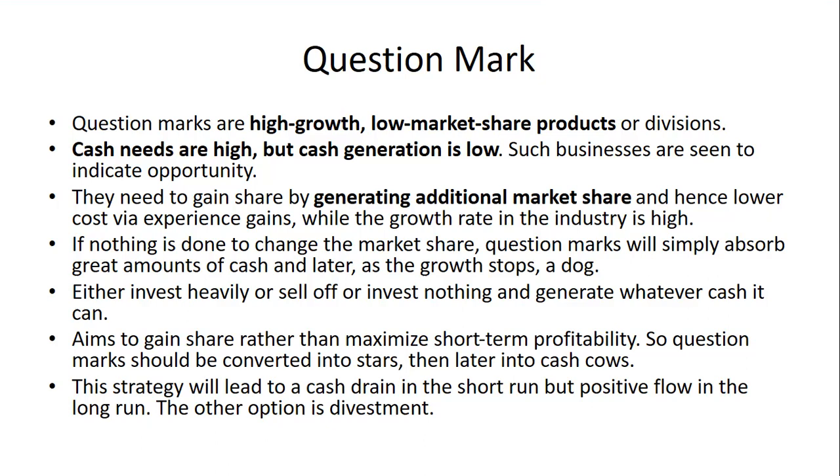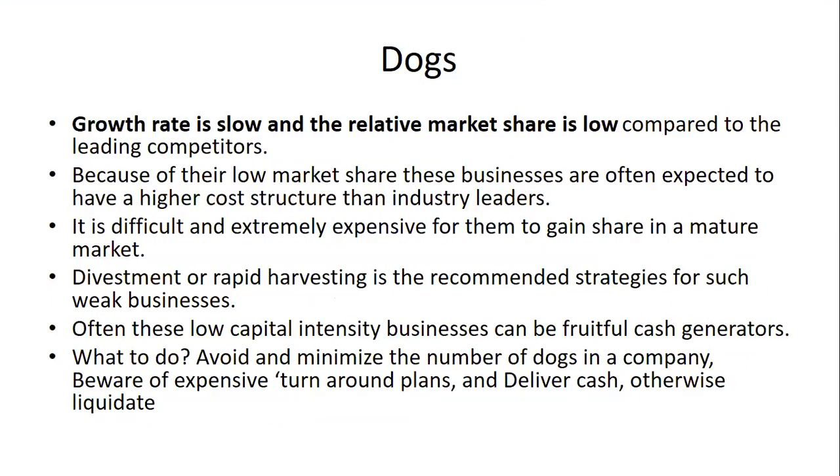And their other option can be in the form of disinvestment. Then comes the dog finally, that is low growth and relative market share is also low. Because of low market share, it is expected to have a high cost structure. It is difficult and extremely expensive for them to gain share in a mature market. So it means they cannot go back.